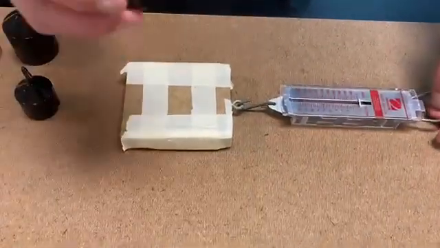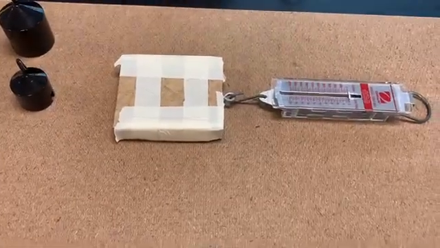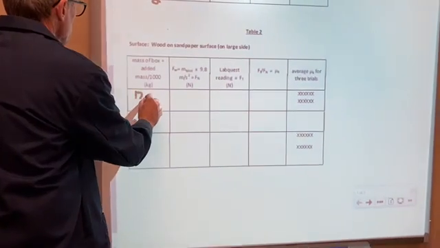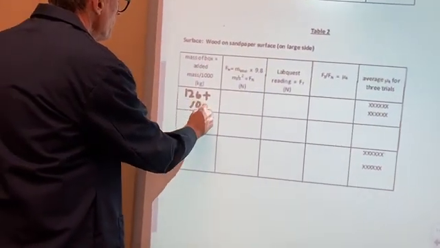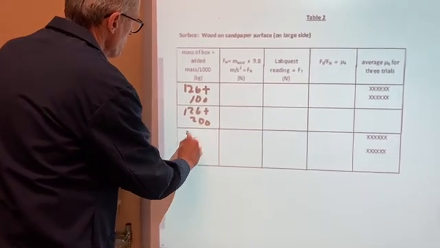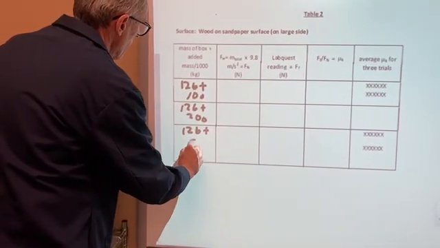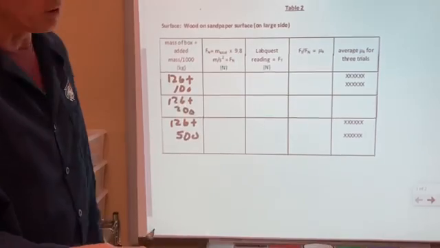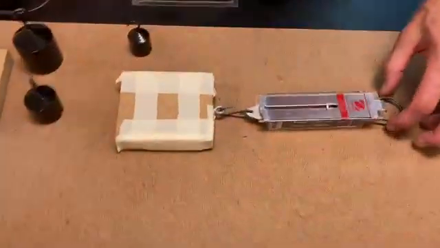So the same weights again. Let me write them down just so you know. This is 126 plus 100. This is 126 plus 200. And this is 126 plus 500. I'm not going to write all the units and all that stuff. Okay, let's pull them and see how they do.